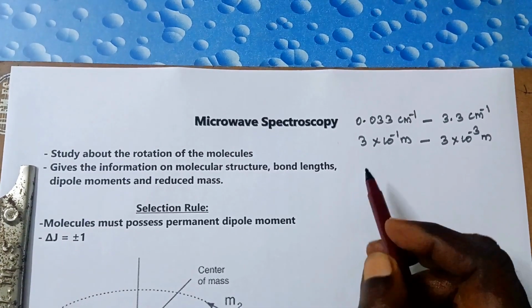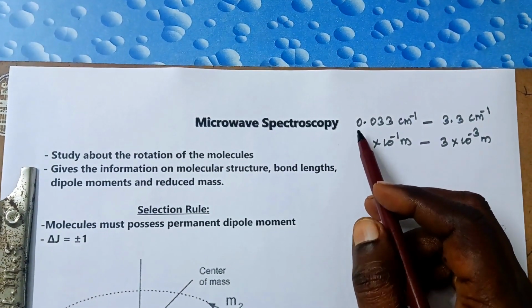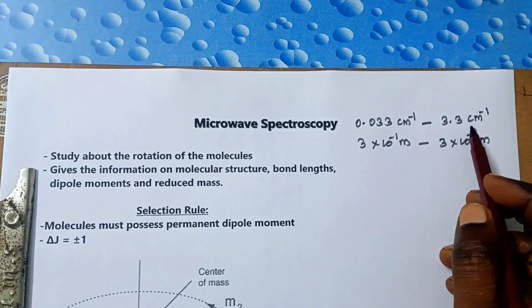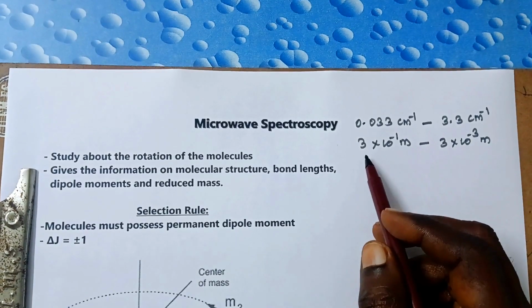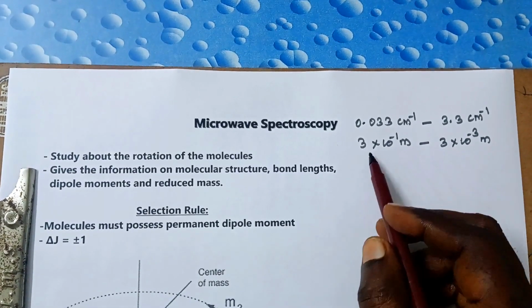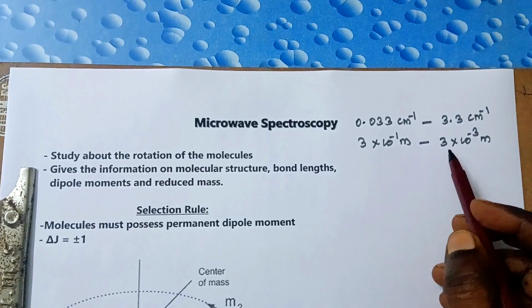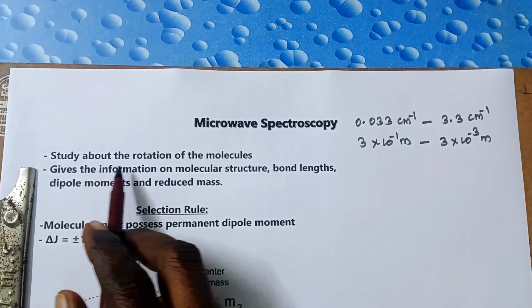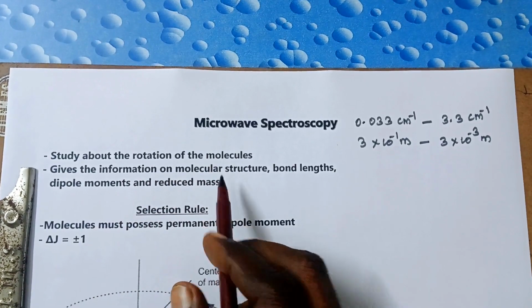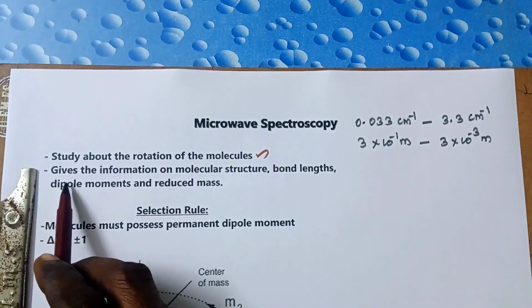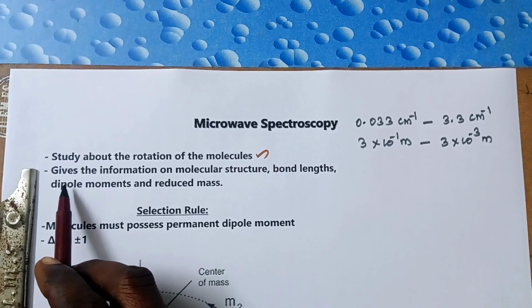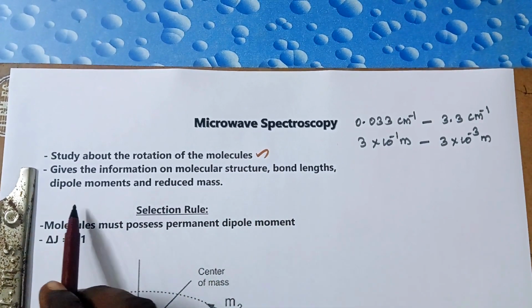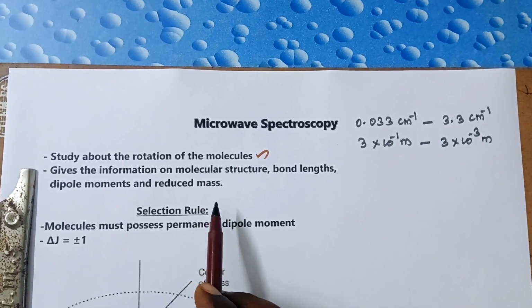The region of microwave spectroscopy in the electromagnetic spectrum is 0.033 per centimeter to 3.3 per centimeter, or in meters, 3 into 10 power minus 1 meter to 3 into 10 power minus 3 meter. It is a study of the rotation of molecules, and that's why we call it rotation spectroscopy, and it gives information on molecular structure, bond lengths, dipole moments, and reduced mass.